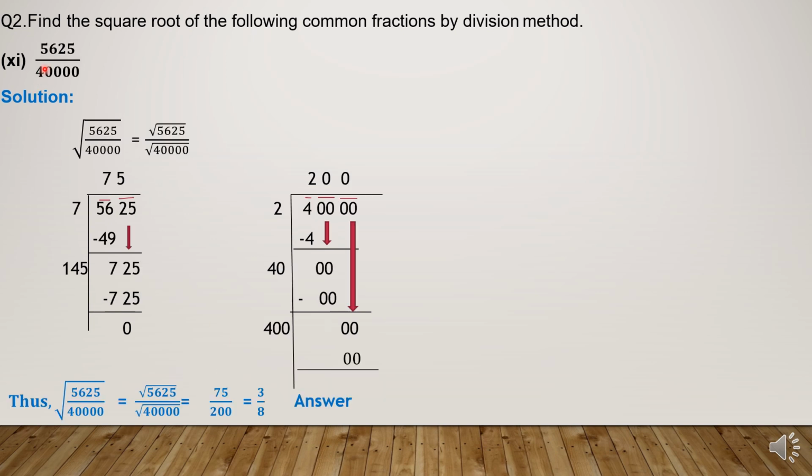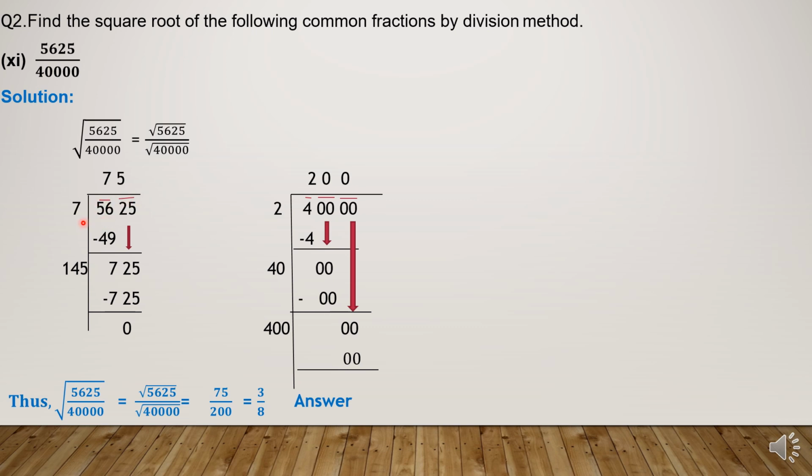Now part number 11 is given to you. 5625 by 40,000 is given to us. Okay, we will take separate square root on numerator and also on denominator. First of all, take square root of 5625 by making pairs from right to left. Must remember, from right to left, from the back of the number.